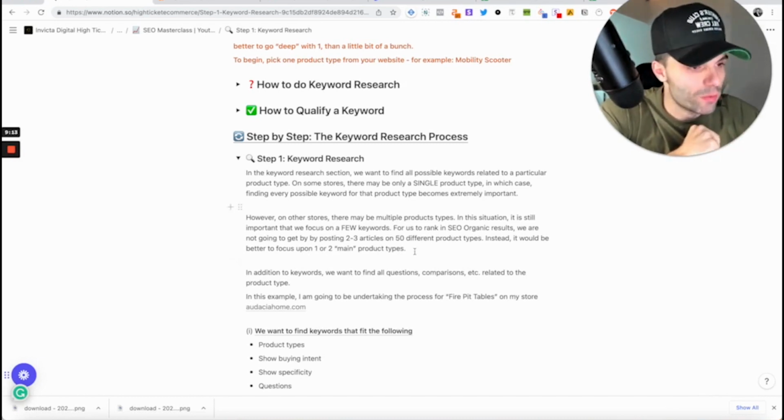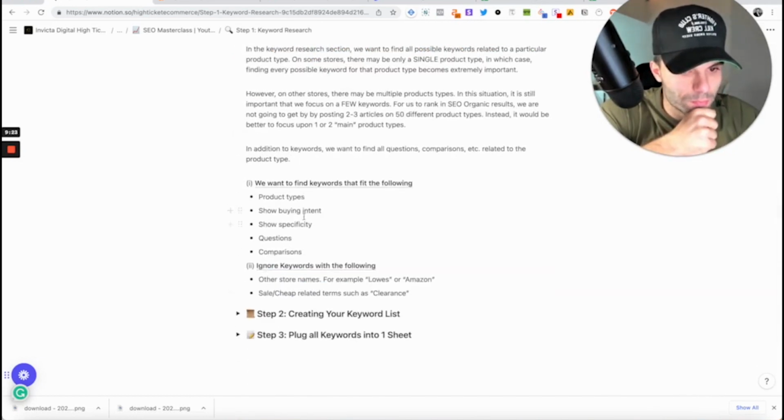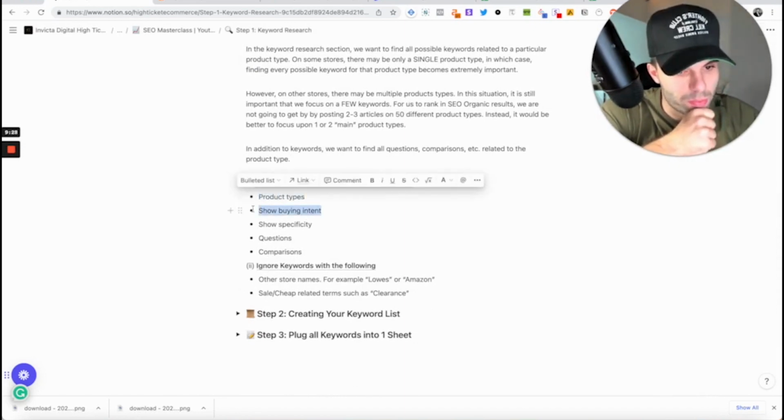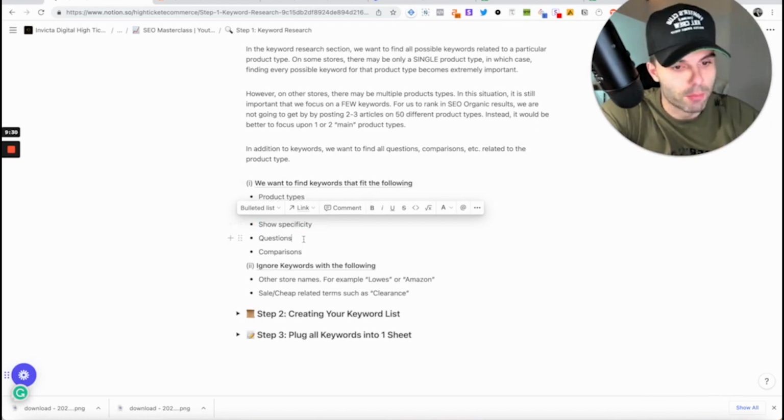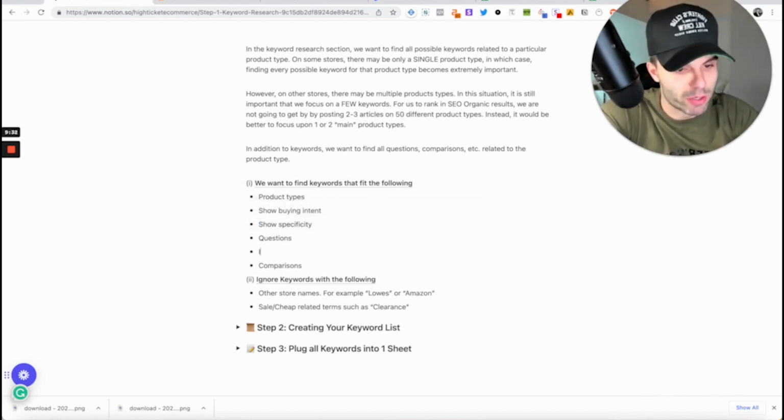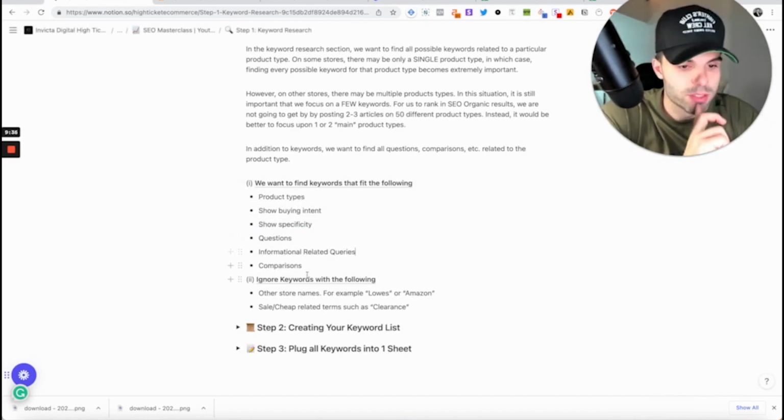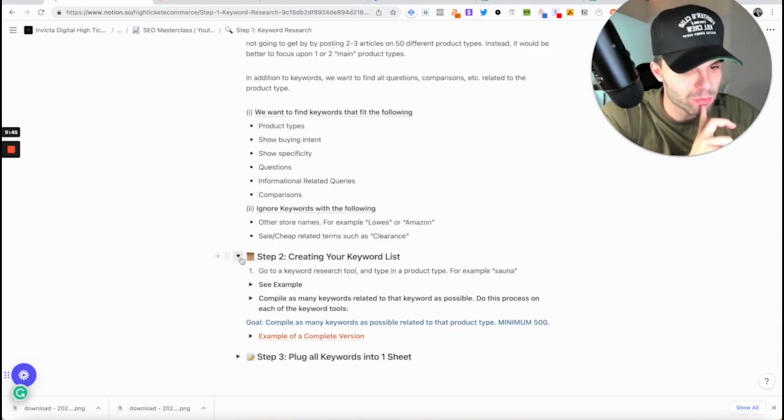In addition to keywords, we want to find all questions that people ask about the product, comparisons, etc. So we want to find keywords and put them in our list that show our product types, show buying intent, show specificity, questions, informational related queries, comparisons, and you can kind of ignore keywords that have other store names in them or like cheap, clearance, these devaluing terms. So what we want to do is create our keyword list.